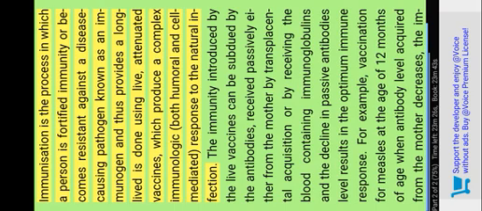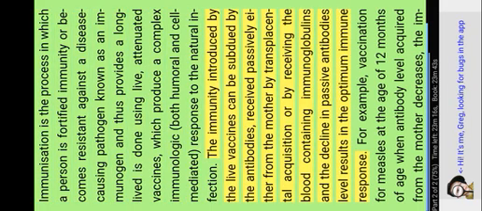Immunization is the process in which a person is fortified with immunity or becomes resistant against a disease-causing pathogen known as an immunogen, and thus provides long-lived protection. It is done using live, attenuated vaccines, which produce a complex immunologic, both humoral and cell-mediated, response to the natural infection. The immunity induced by the live vaccines can be subdued by antibodies received passively, either from the mother by transplacental acquisition or by receiving blood containing immunoglobulins, and the decline in passive antibody levels results in the optimum immune response.